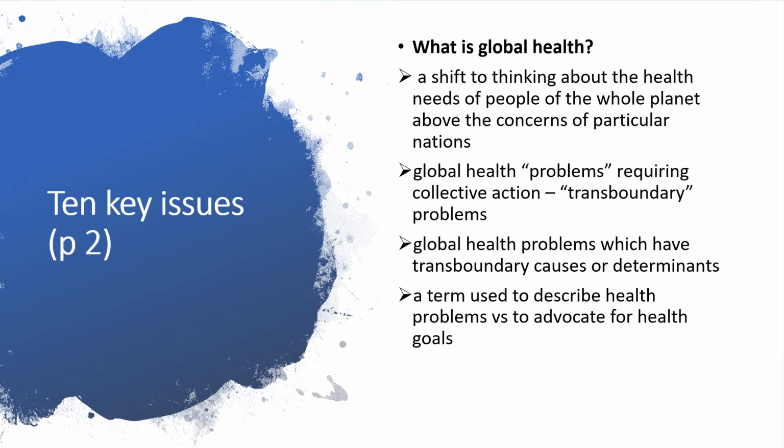Then what is global health? Global health is a shift to thinking about the health needs of people of the whole planet above the concerns of particular nations. Global health problems are problems that require collective action. They're considered transboundary problems. They're problems that have transboundary causes or determinants. And often the articles make the distinction between global health describing a health problem versus advocating for a health goal. So they discuss what constitutes a global health problem.